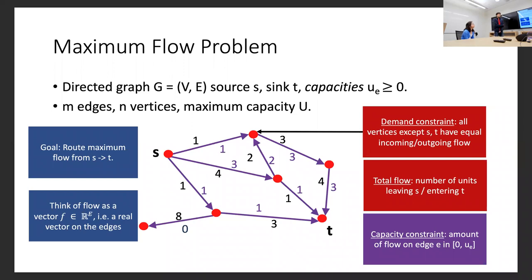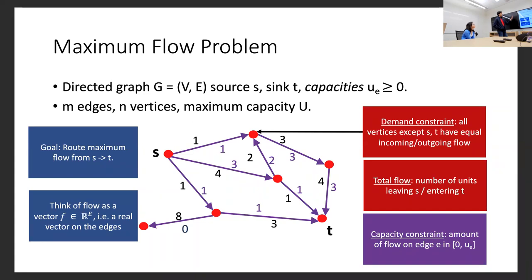Let me just give a refresher on what the maximum flow problem is, which is the focus of this talk. In the maximum flow problem, we have a directed graph, G, with vertices and edges. Generally, we say that there are M edges and N vertices, and there are integral capacities, which are at least zero. The goal of the max flow problem is to route as many units as we can between a source S and a sink T. We can think of a flow as an assignment of real numbers to the edges of the graph, satisfying a few properties.